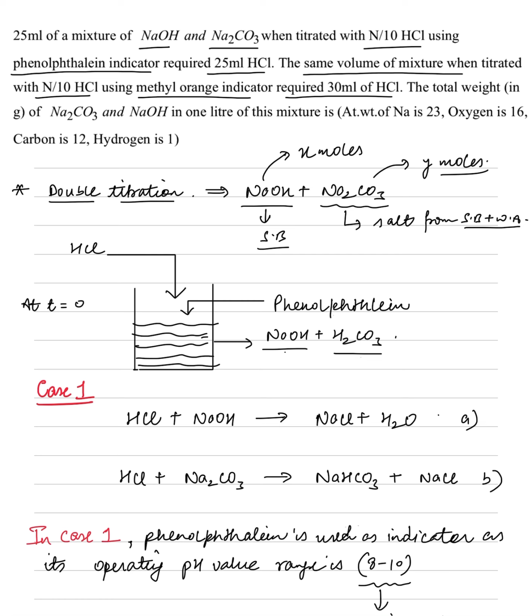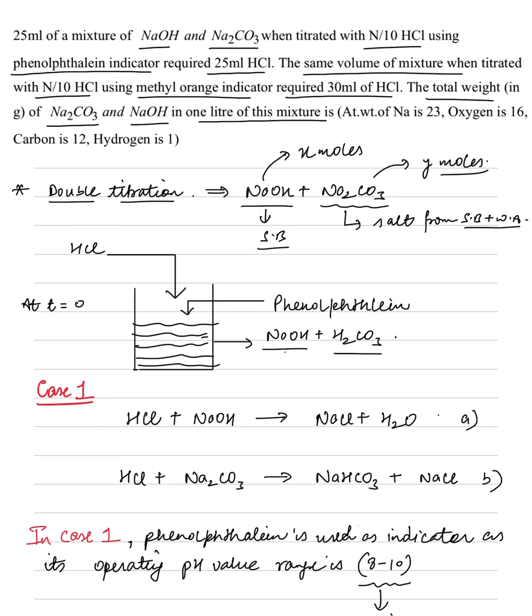The question is asking what is the total weight of Na2CO3 and NaOH in 1 liter of this mixture. Now if you already know how to solve problems of double titration, then you can skip the first half of this topic and directly go to the solution part. Otherwise you can go through the topic and learn how we go through the double titration.